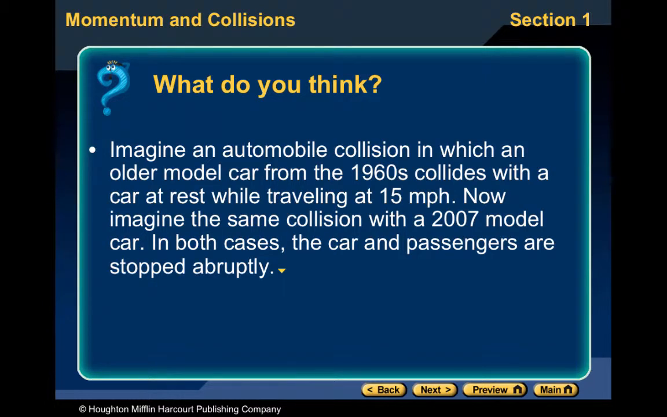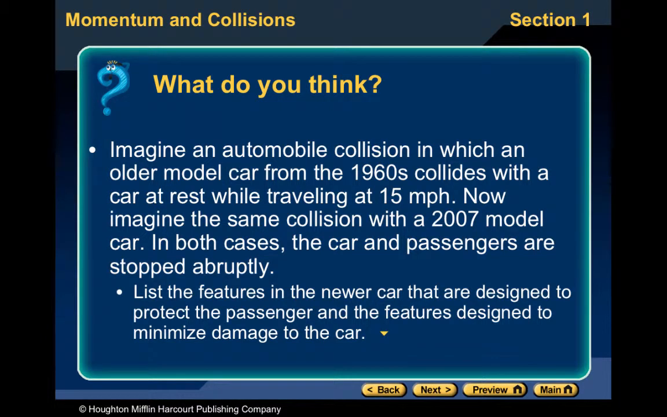Imagine an automobile collision in which an older model car from the 1960s collides with a car at rest while traveling 15 miles per hour. Now imagine the same collision with a 2007 model car. In both cases, the car and passengers are stopped abruptly. So what about the newer car?